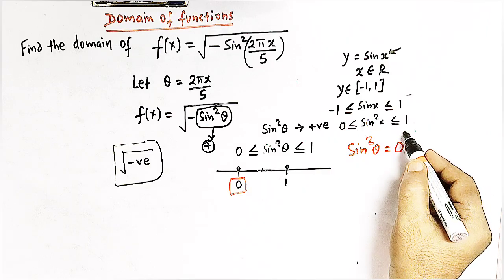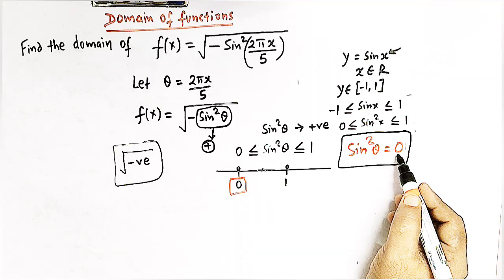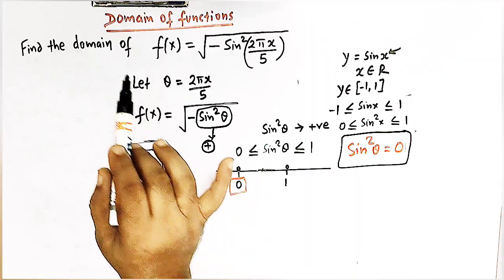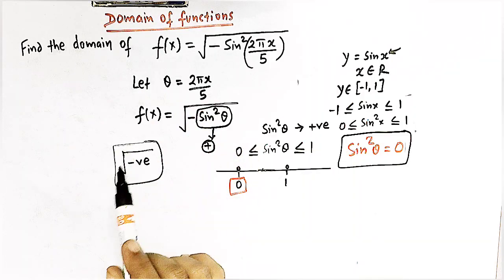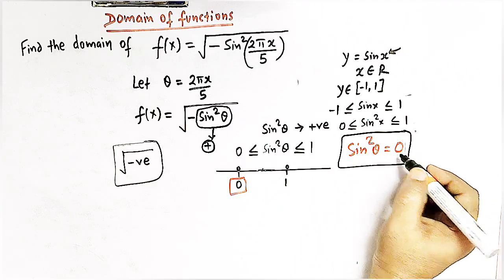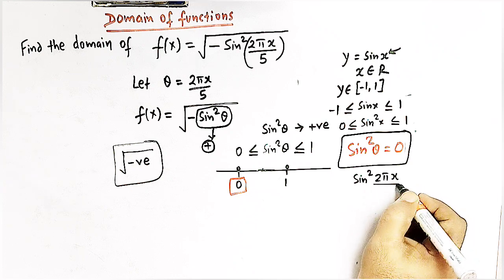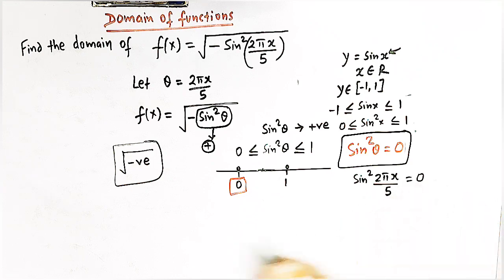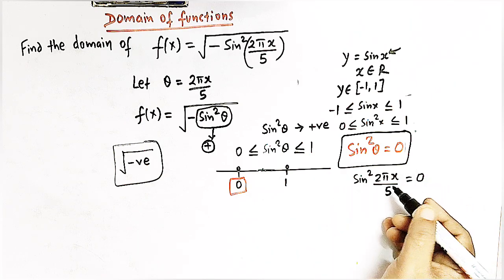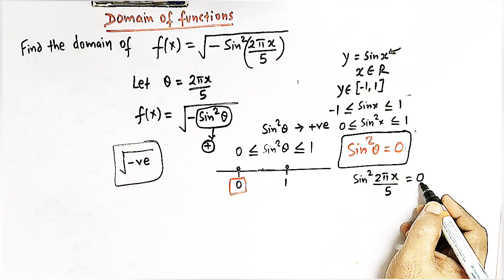So here the only possibility is that sine square theta must be equal to 0, where theta is equal to 2 pi x over 5, right? So this function f of x is defined for all values of x for which sine square theta is equal to 0, or we can write sine square 2 pi x over 5 is equal to 0, right? So now we have a trigonometric equation here, and we can solve it.